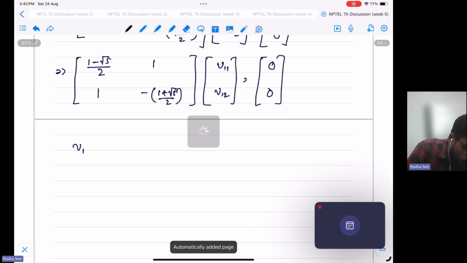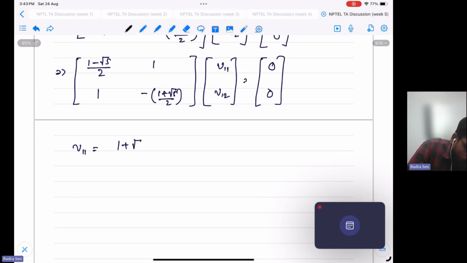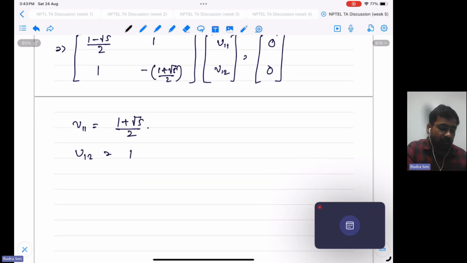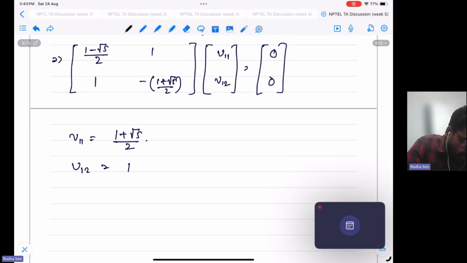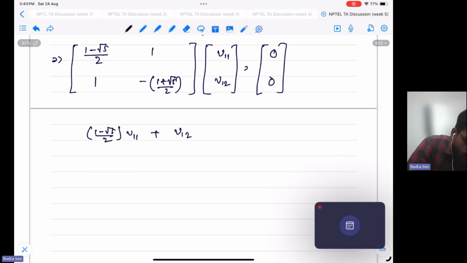So what value of v1 can we take? If we consider v11 as (1 plus root 5)/2 and v12 as 1, we will get this thing, right? How? First of all, let me write down the equation. It's (1 minus root 5)/2 times v11 plus v12 equals 0. I'm just writing down the first equation. Okay.